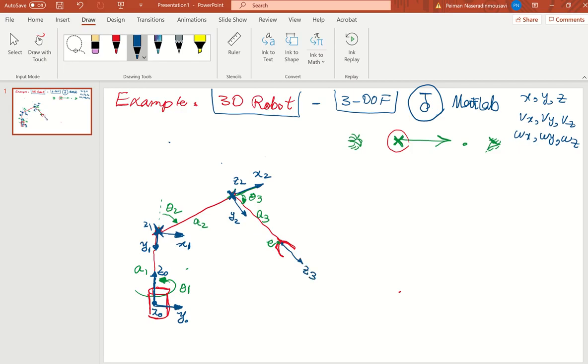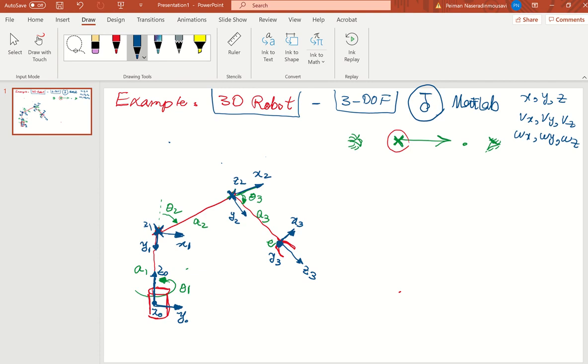That's right. So X3 must be normal to Z3 and Z2. So this is going to be your X3. Sorry, X3. So based on the right hand rule, your Y3 is going to be out of the page. That's right. Y3 is going to be out of the page.